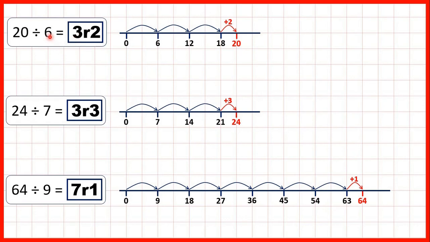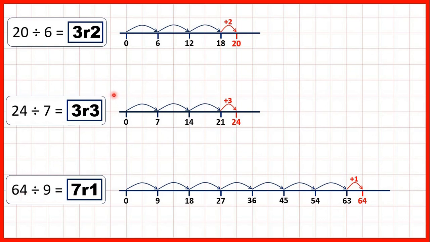Notice 3 times 6 is 18, then from 18 we need 2 more to get to 20. 3 times 7 is 21, then from 21 we need 3 more to get to 24, and 7 times 9 is 63, then from 63 we need 1 more to get to 64.